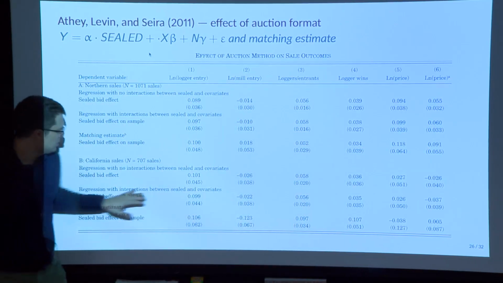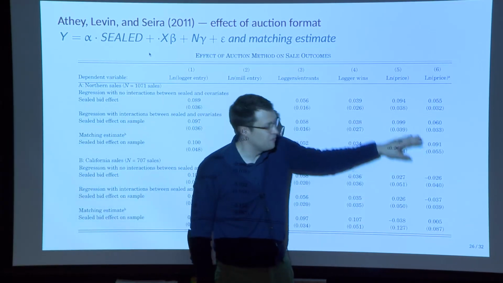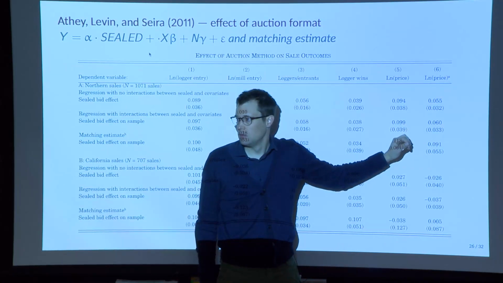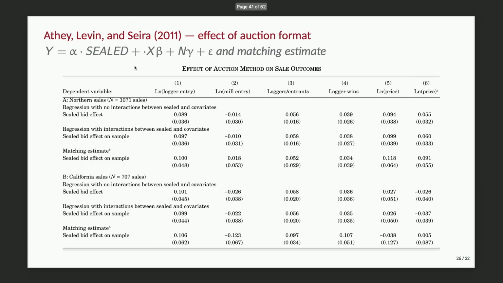Largely similar predictions for California, with the exception that there's no effect on prices here from the sealed bidding format. Okay, so in other words, they find support for the predictions of the model, right? That the sealed bidding favors weaker bidders, leads to more entry of those bidders, and at least in some settings, the sealed bidding format seems to benefit the seller.